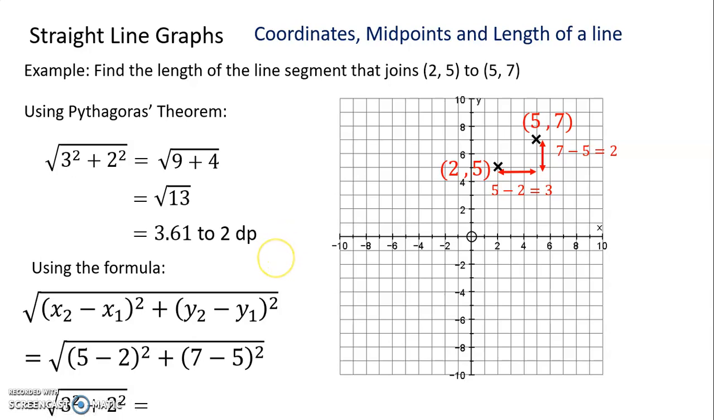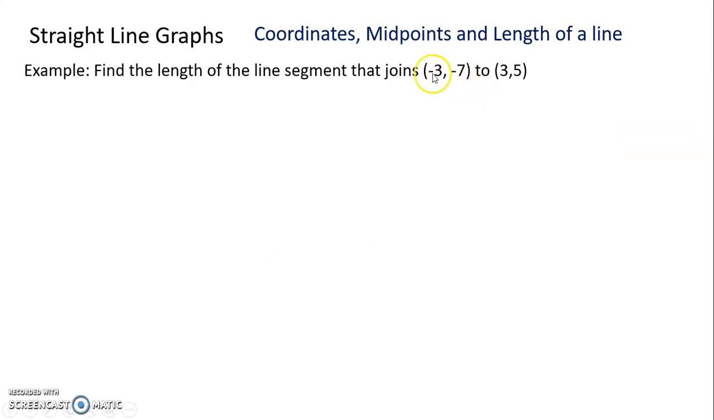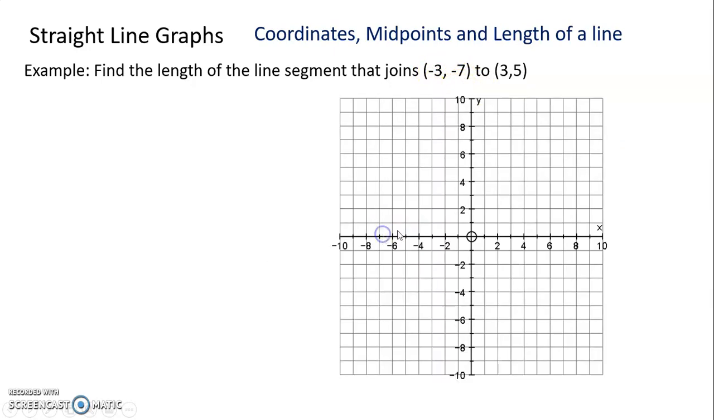Okay, second example. I've introduced some negatives here because we have to think about this a little bit more carefully. So again, I'm going to do this first without the formula and then with the formula. And I'm plotting my point -3, -7 down here, and then 3, 5 up here. So I have to find the length of the line segment that joins these two.